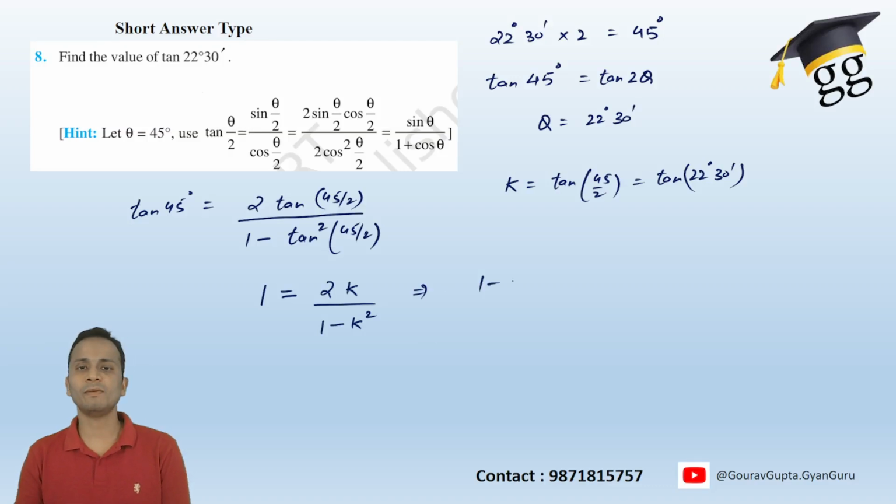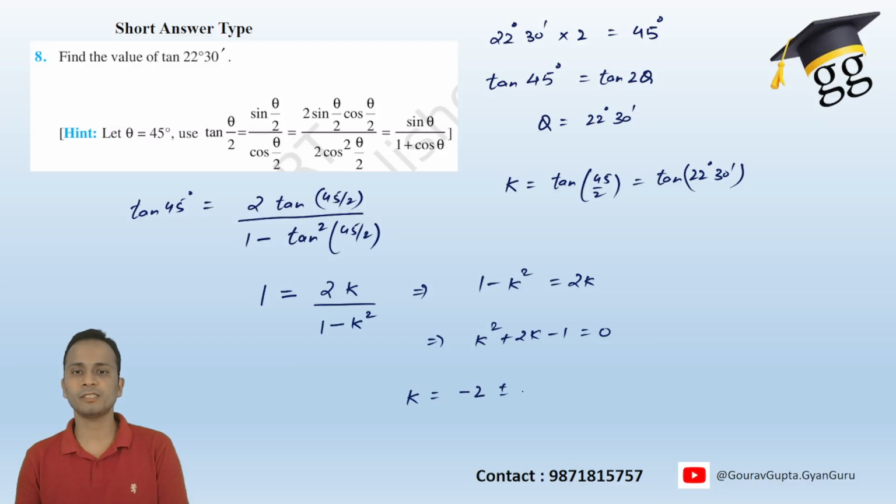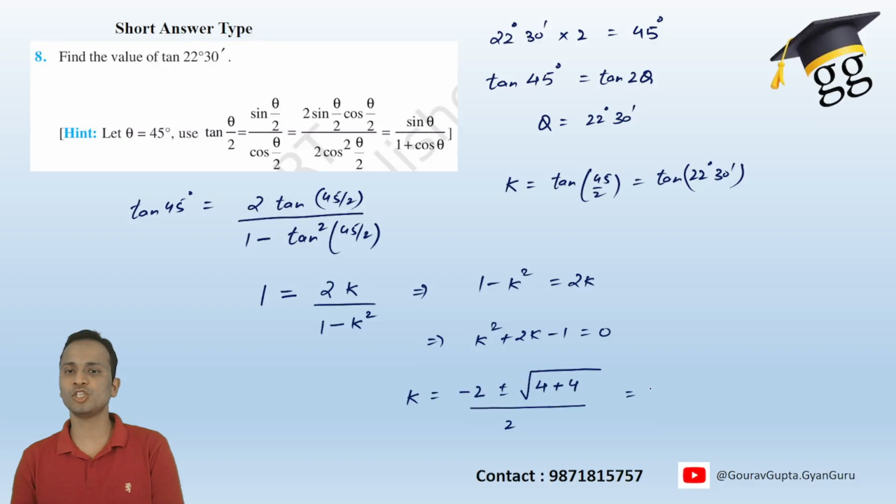Simplifying this, 1 minus k square is equal to 2k, or I can say that k square plus 2k minus 1 is equal to 0. Apply the formula of quadratic and get the value of k. So the value of k will be minus b plus minus under root of b square minus 4ac. So minus of minus 4 will become 4, whole divided by 2. Upon simplification, you will get minus 2 plus minus 2 root 2 divided by 2. So you will get two different values here.